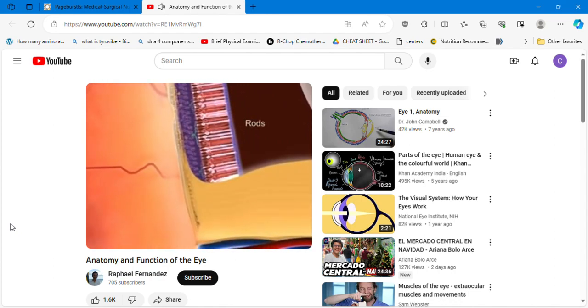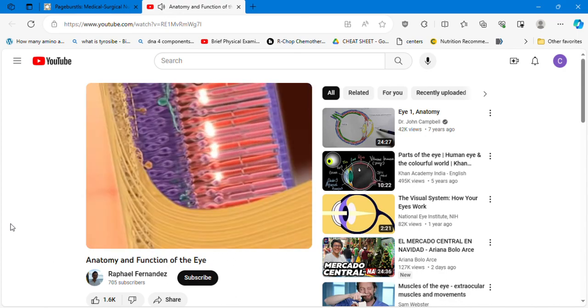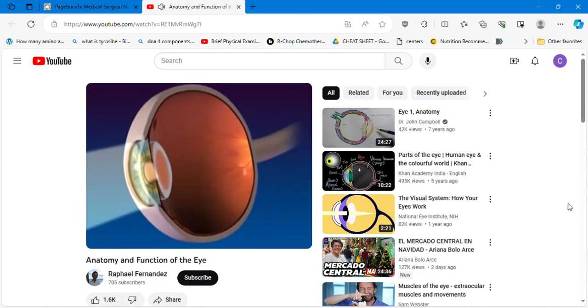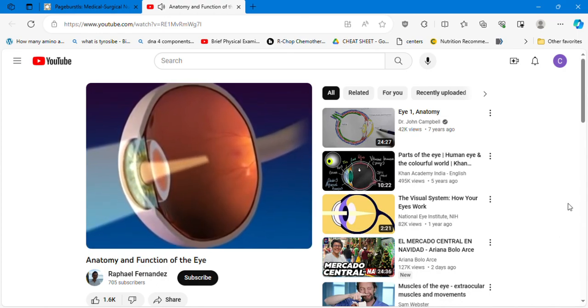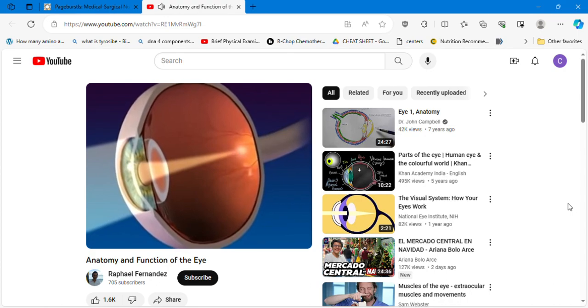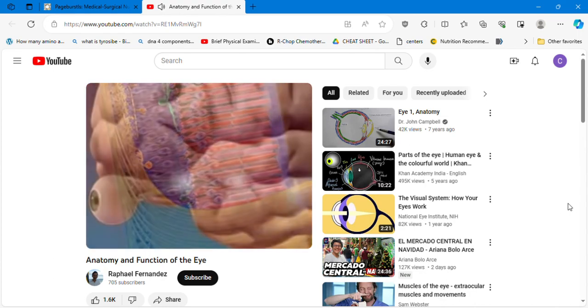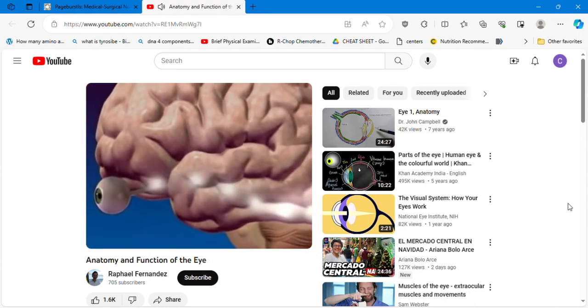Rods are sensitive to light but do not sense color. Cones sense color. The highest concentration of cones is in the fovea centralis. The rods and cones synapse with bipolar cells, which then synapse with the ganglia cells whose axons form the optic nerve. Light rays enter the eye through the cornea, pupil, and lens, where the light rays are bent or refracted to focus them on the rods and cones, which transmit the stimulus to the optic nerve and then to the occipital lobe of the brain for interpretation.